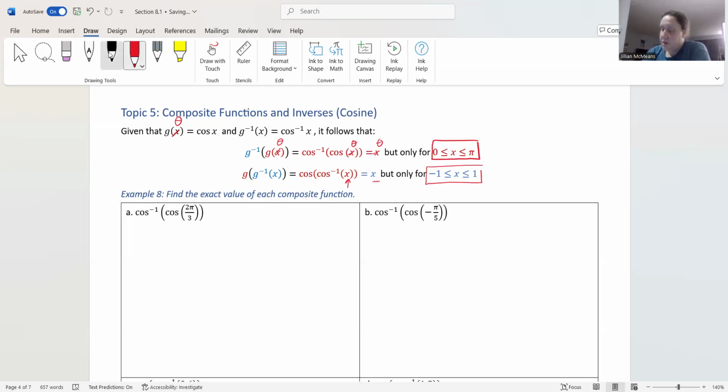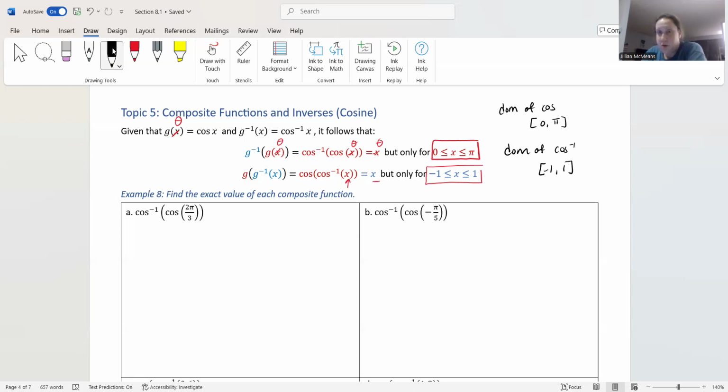So please remember: the domain of cosine is 0 to pi. The domain of inverse cosine is -1 to 1. Keep that in mind, just like we had to with inverse sine and composite functions. You always, always, always want to make sure that you're meeting the domain requirement of the innermost function. So for example 8, it says find the exact value of each composite function.